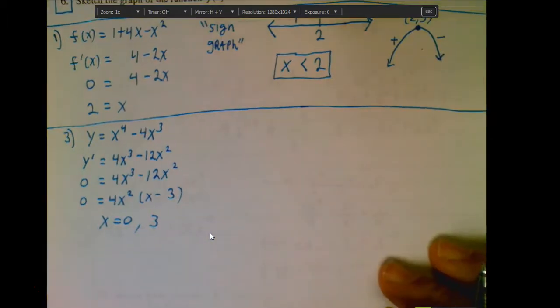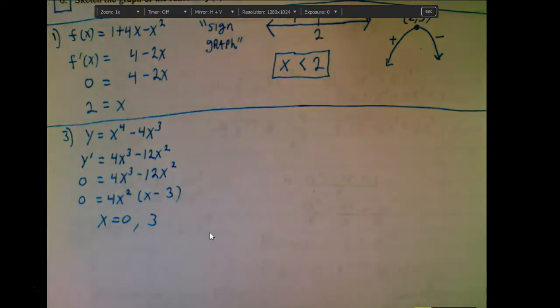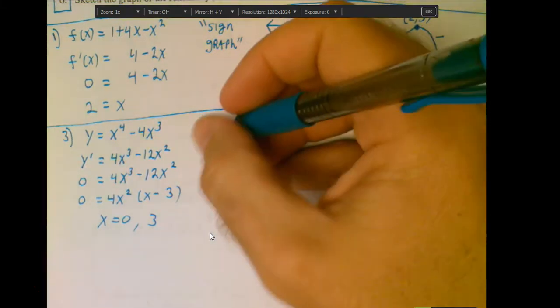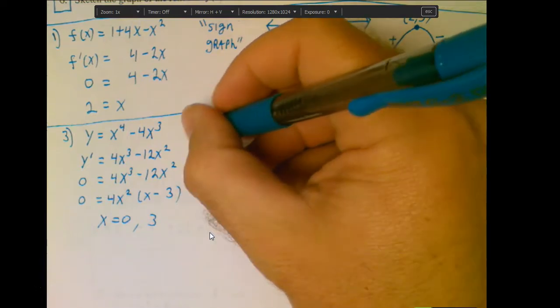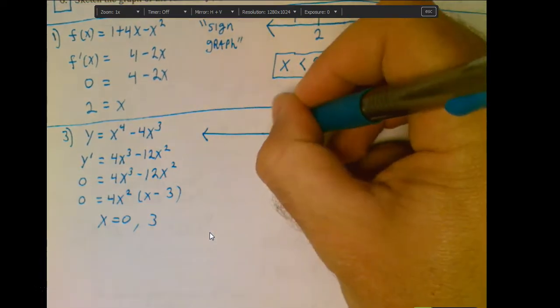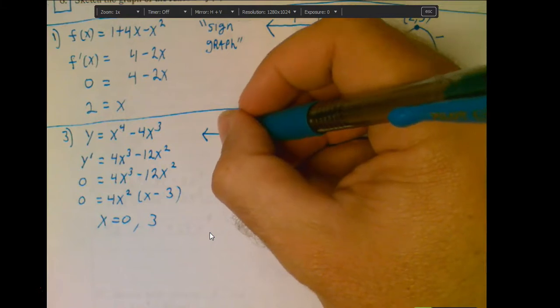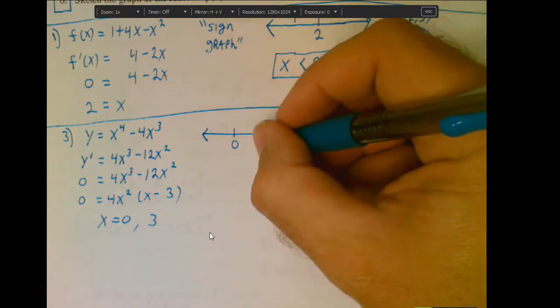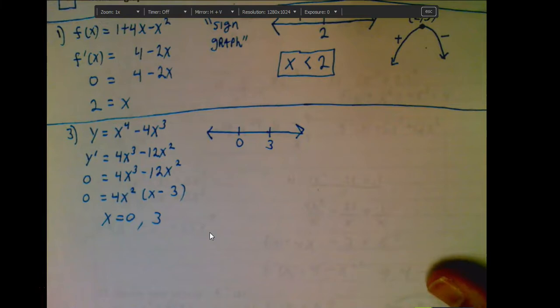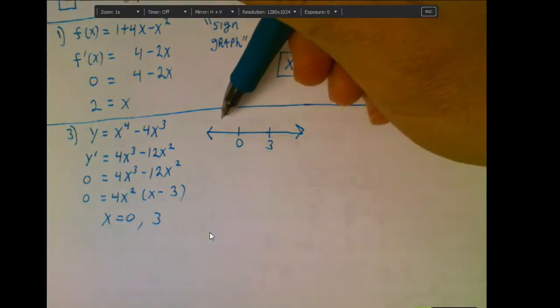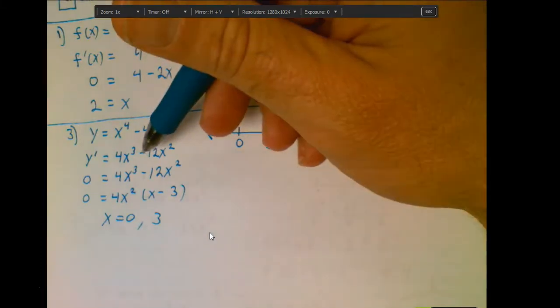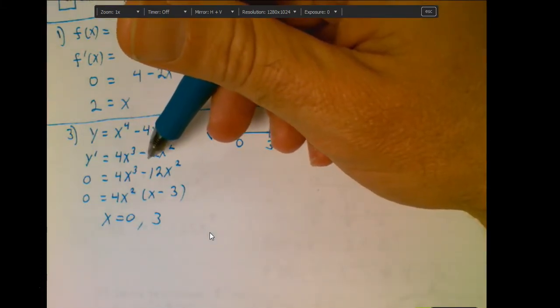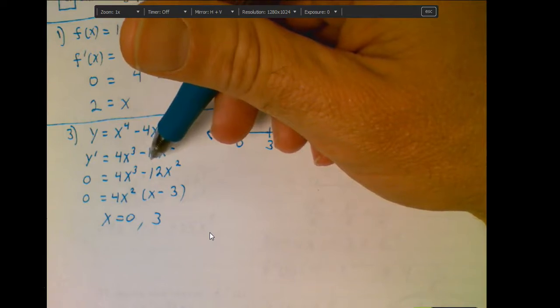Those are my 0 slopes, but I don't yet know where the maximum is or where the minimum is. I don't know which one of those is which. So one way to test that is the way we did up above with the sine graph. I know I have 0 slopes at these 2 locations. I need to know what's going on with the signs in those areas. So if I pick a number smaller than 0 and plug it into the derivative, that will tell me the slopes in that area of the graph.